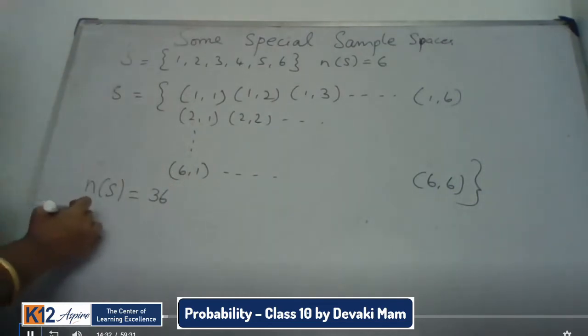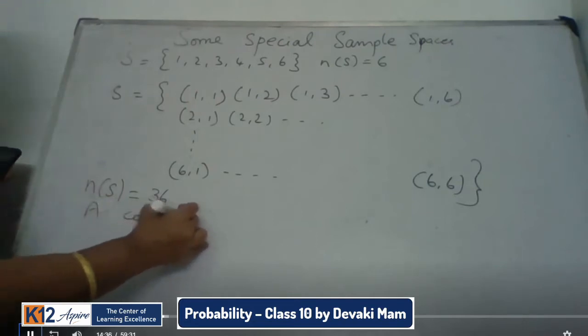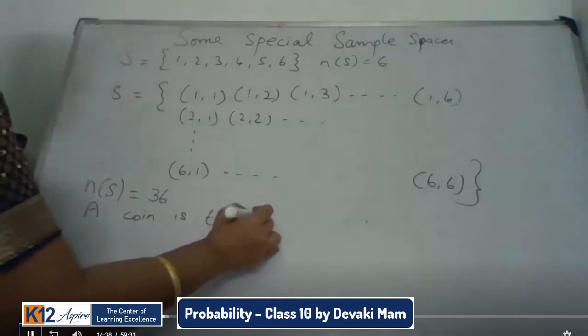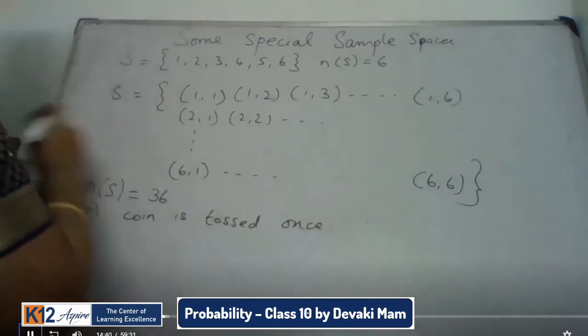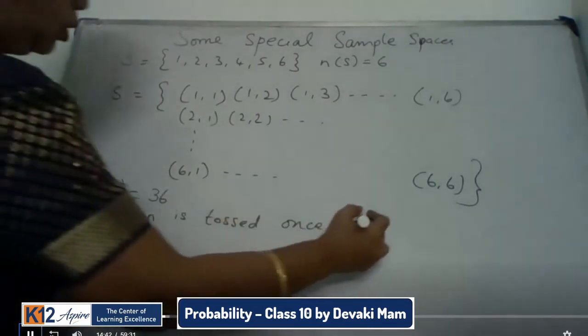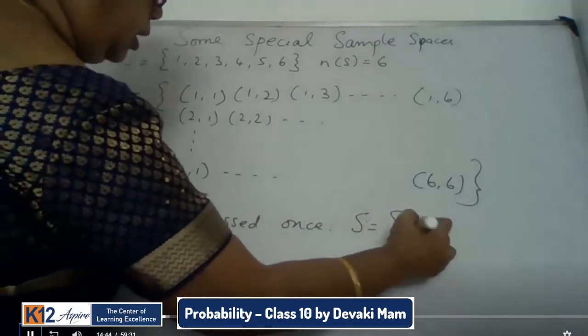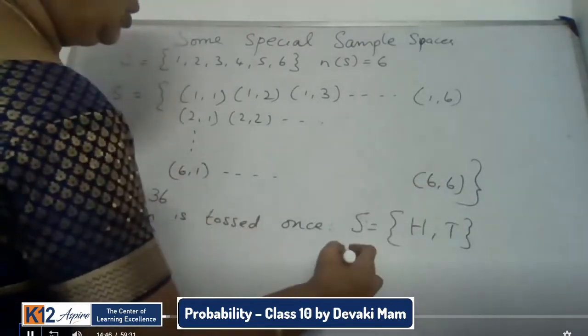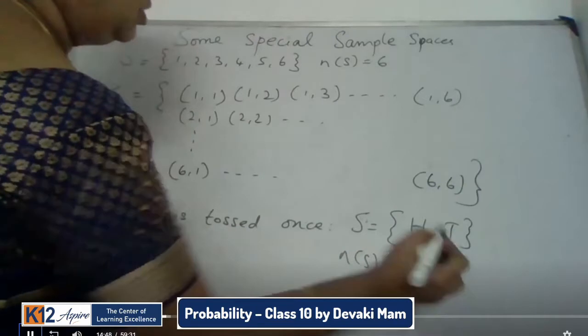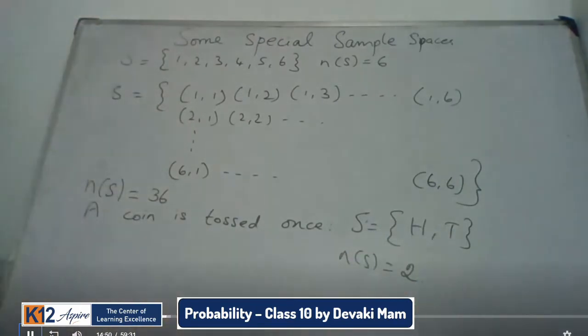Suppose a coin is tossed once. Then S is equal to what? Head and tail, isn't it? So here n(S) is equal to 2. So these are some special sample spaces.